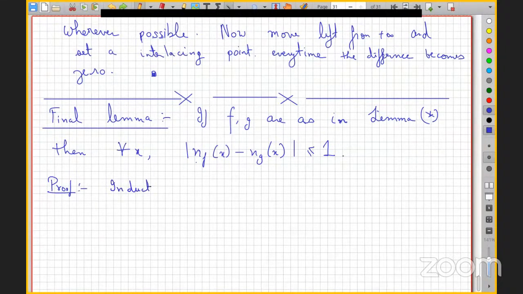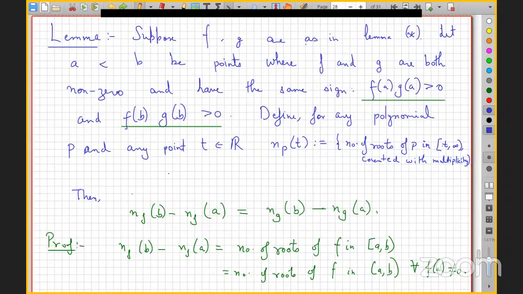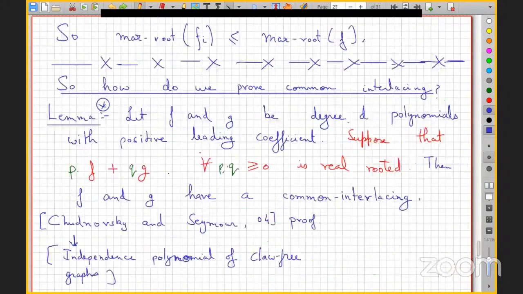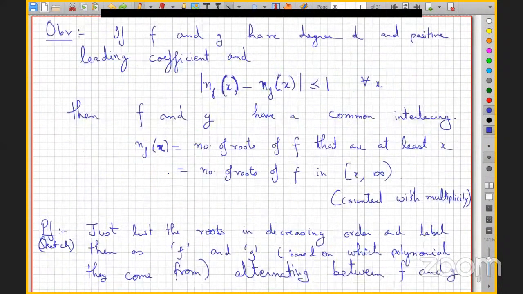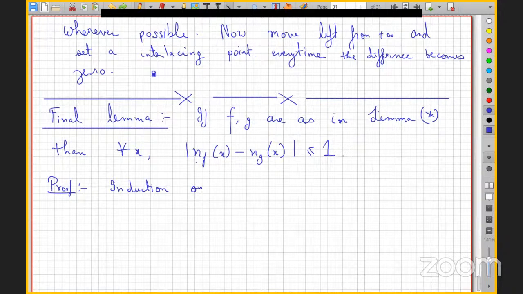Sorry, what was the star condition again? Yeah, so the star condition is that f and g are of the same degree d, they have positive leading coefficient, and every non-negative linear combination is real rooted. Okay, so induction on d. Case 1 is degree d equal to 1. That is easy, right?